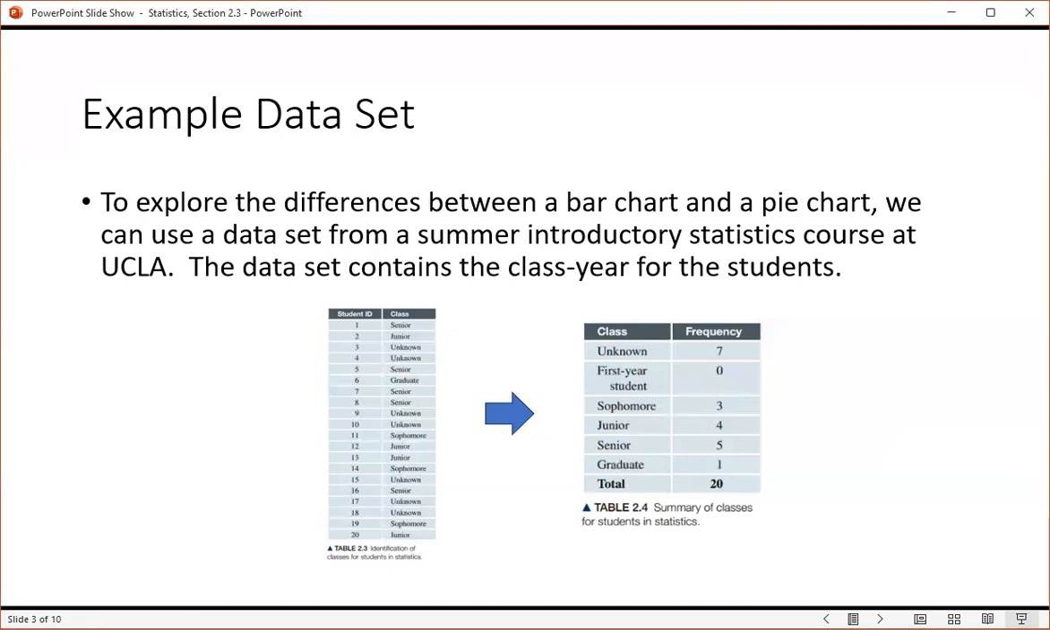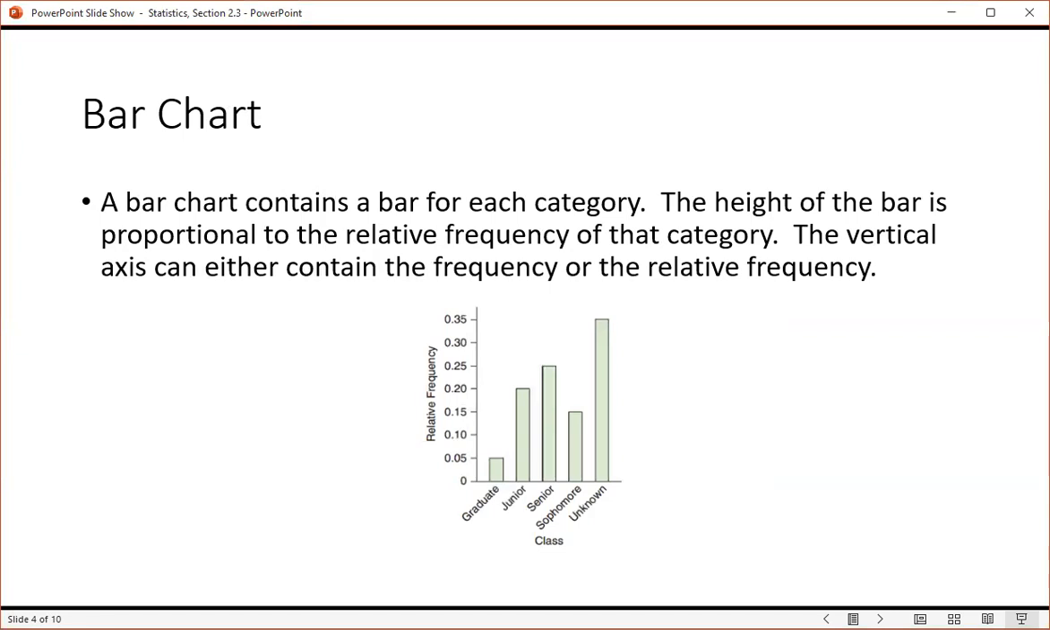So once we've done that, we can go through and create a bar chart. A bar chart contains a bar for each category. The height of the bar is proportional to the relative frequency of that category. The vertical axis can either contain the frequency or the relative frequency. Okay, so here we have a bar chart that contains the data from the frequency table on the previous page. The bars are proportional to the relative frequency or the percent that those bars make up of the whole.